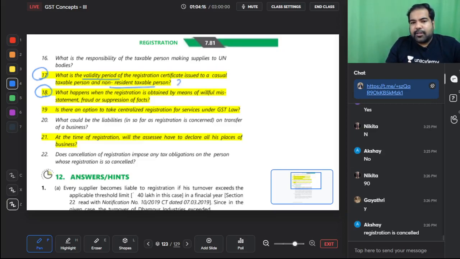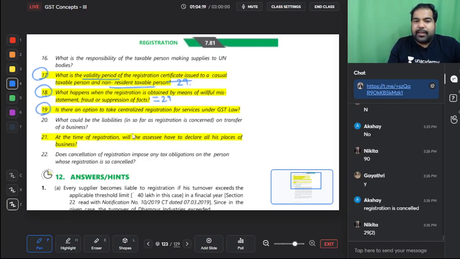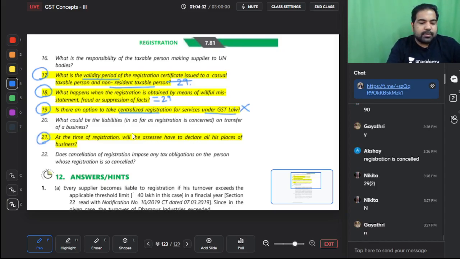Registration can be cancelled under section 29. Sorry, here 29. Next, 19th question. Can they take centralized registration under GST? No, you have only state-wise registration. And last, 21st question, guys.